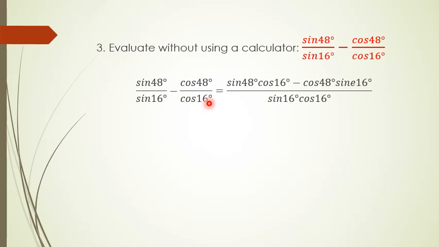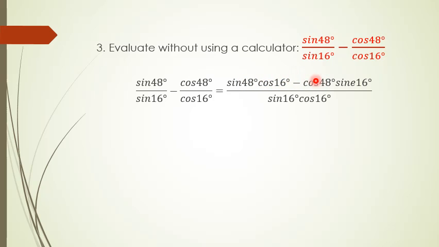So that's cos 16 degrees multiplied by sine 48 degrees to give us sine 48 degrees cos 16 degrees. Then sine 16 degrees multiplied by cos 48 degrees. That gives us minus cos 48 degrees sine 16 degrees. Now studying this numerator, we see the pattern sine A cos B minus cos A sine B. Now this reminds us of the right hand side of the compound angle formula for sine.